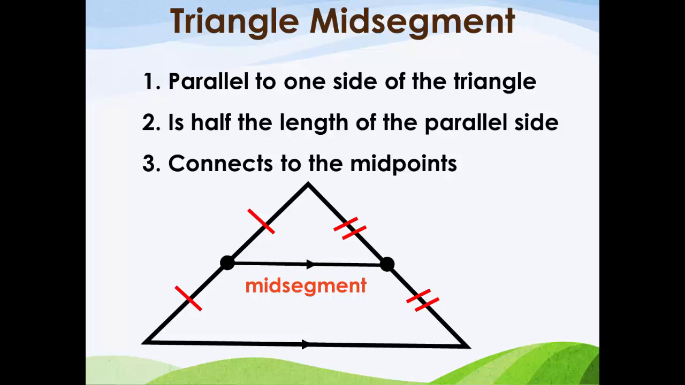Write this down in your notes. A triangle mid-segment is always going to be parallel to one of the other sides of the triangle. It's always half the length of the parallel side. And it always connects to the midpoints of the two other sides.